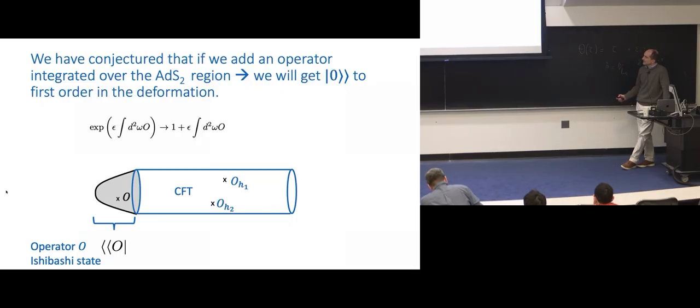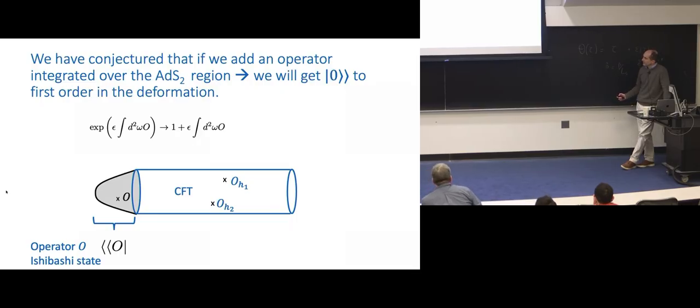Okay, so can we get other Ishibashi states? That's one question we can ask. Oh, I'm almost out of time. Okay, yeah. So you can get other Ishibashi states by deforming.